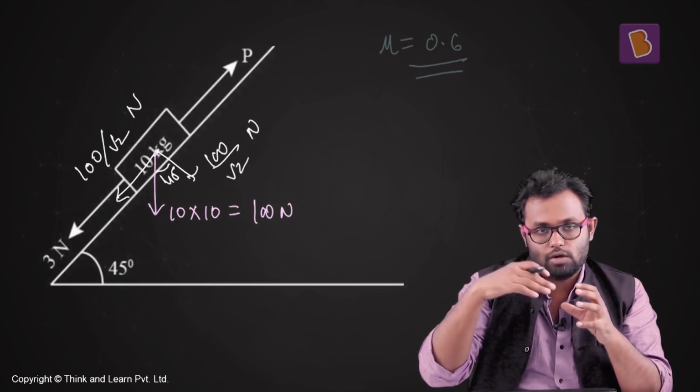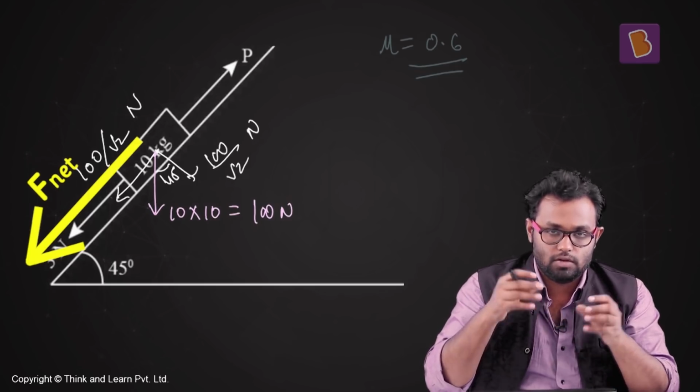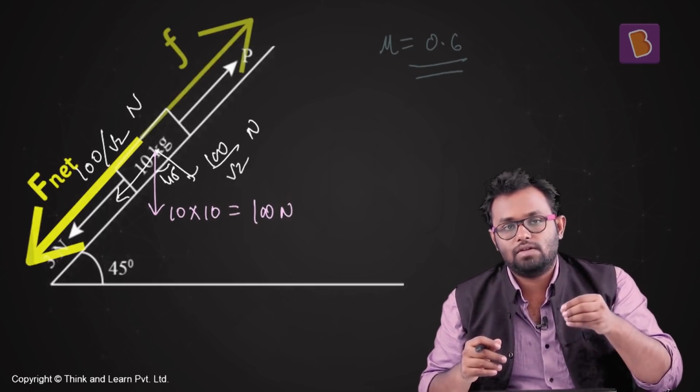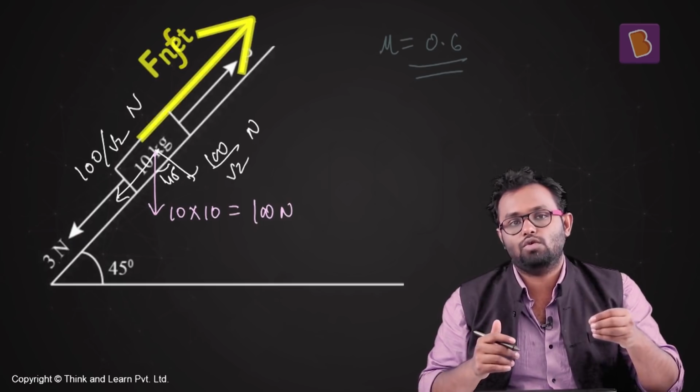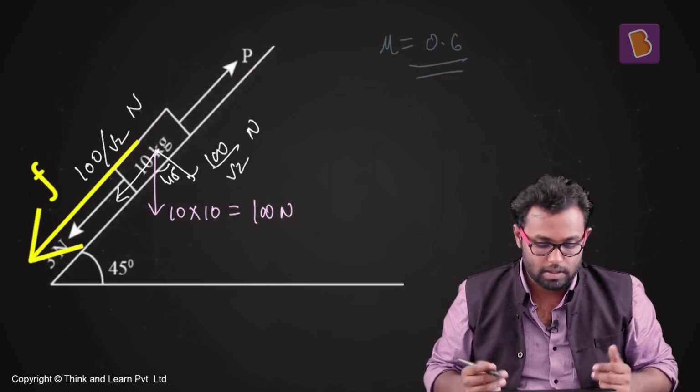If it is tending to go down, the net force downwards is more, then in that case the friction must be acting upwards. And if it is tending to go up, if P is so strong that it can pull it, then the friction must be acting downwards. What would be the case?